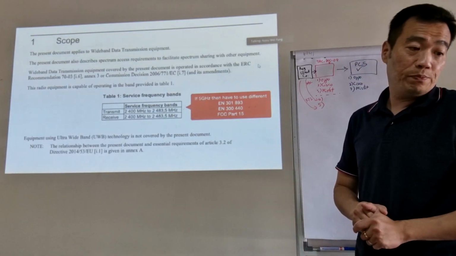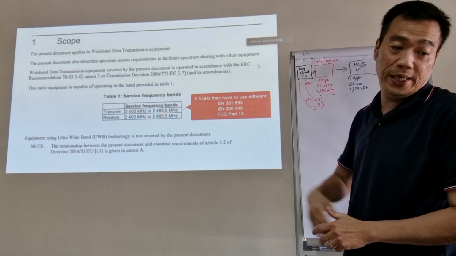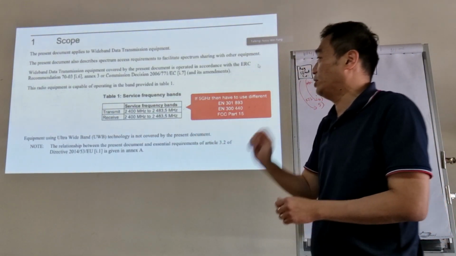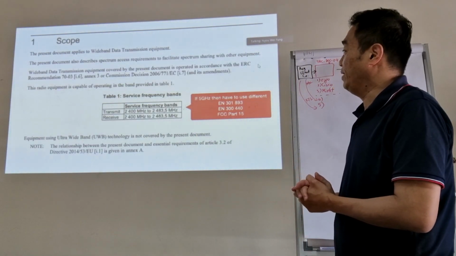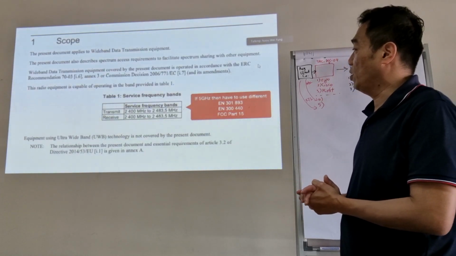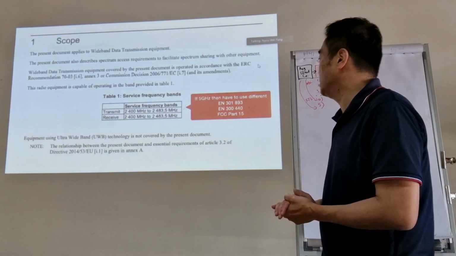So in this scope, the current document covers these two bands, which are our main focus: transmit 2.4 to 2.4835, as well as receive, which is the same, 2.4 to 2.4835 gigahertz.